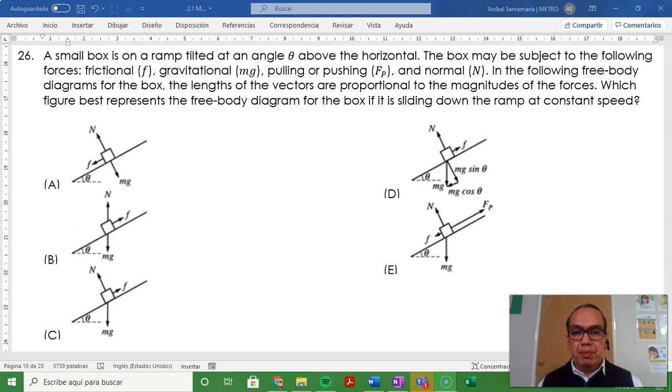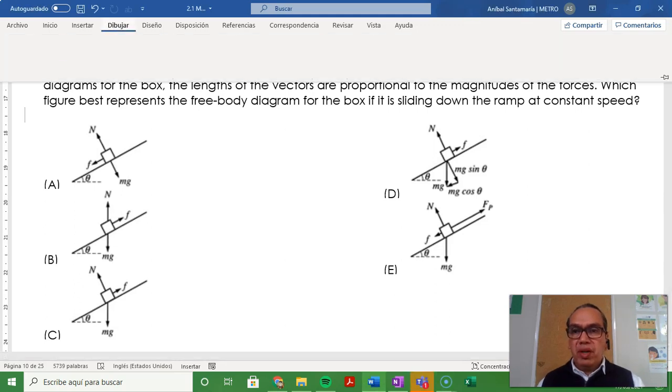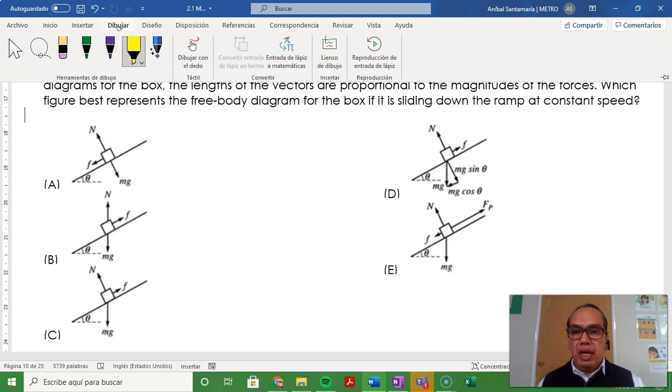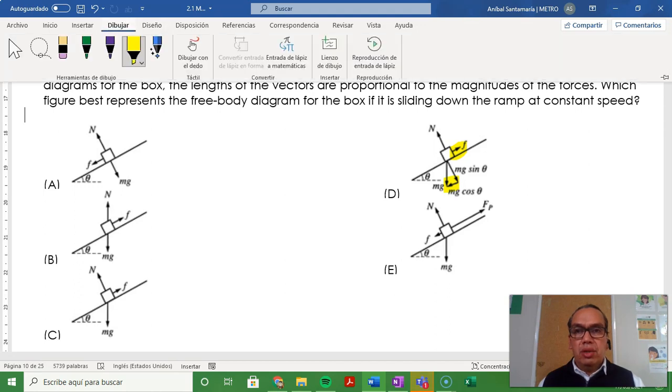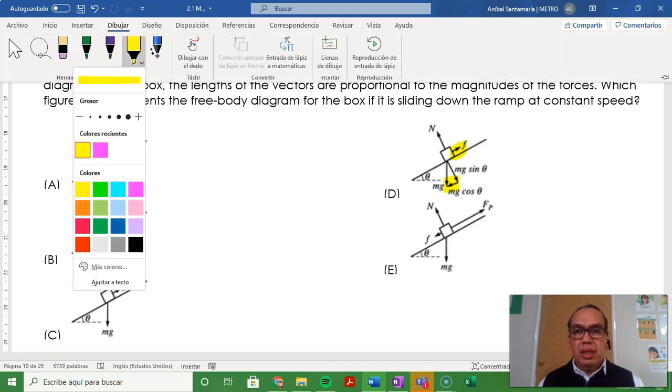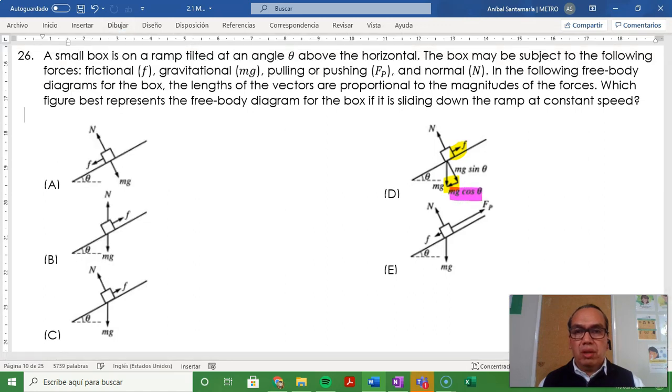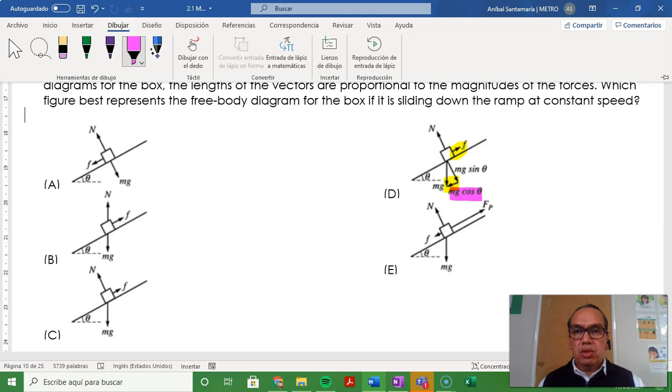at constant speed? For the box to be moving at constant speed, you must have equilibrium of forces up and down the ramp. Now, that includes two possible choices, except that in this case, you cannot have an x component equal to mg cosine of theta. That's just not correct.